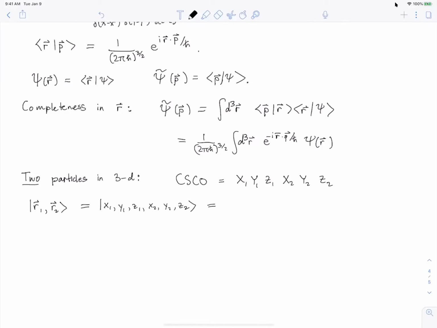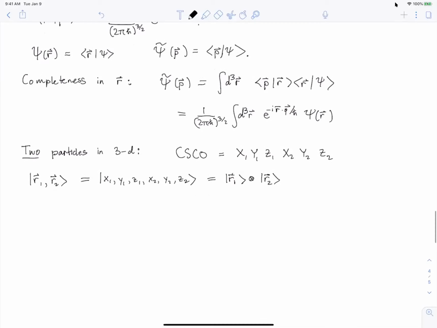Yet another way we could write it would be a tensor product of two three-dimensional particles separately. This component of the tensor product is acted on by only R1 and P1, and this one is acted on only by R2 and P2. And each momentum and position operator just ignores the other component.